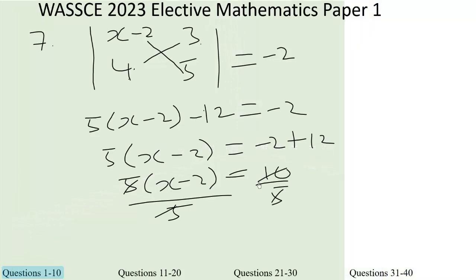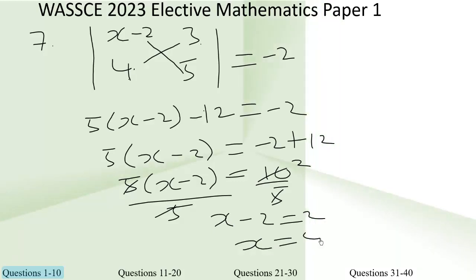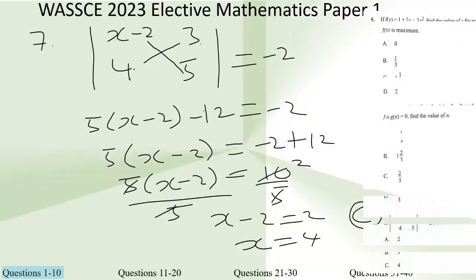So divide both sides by 5. So 5 goes into 10 how many times? 2 times. So x minus 2 is equal to 2. So x equal to 2 plus 2, which is 4. So the value of x is 4. Option C is correct.